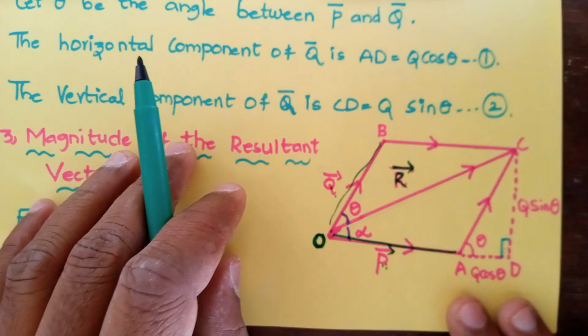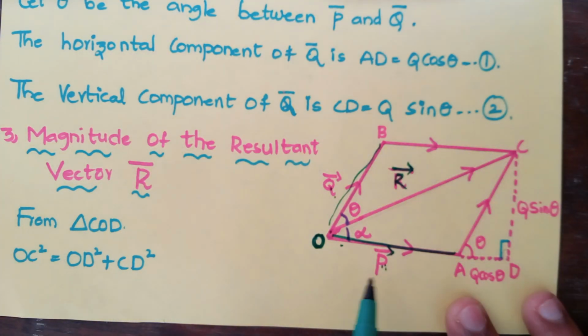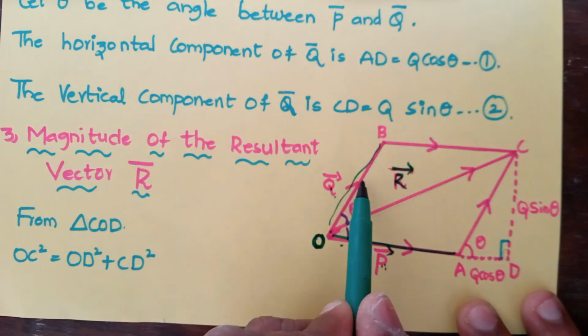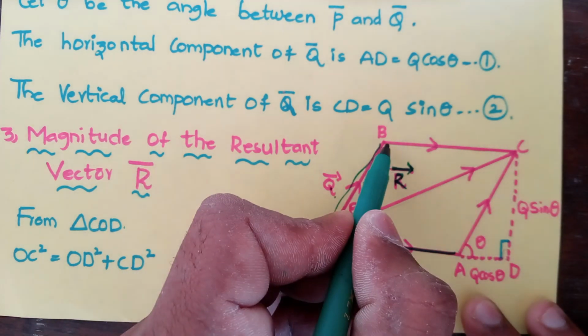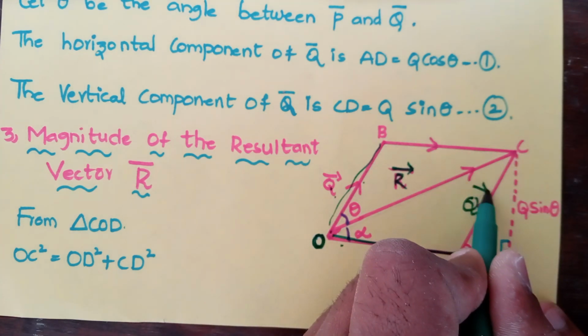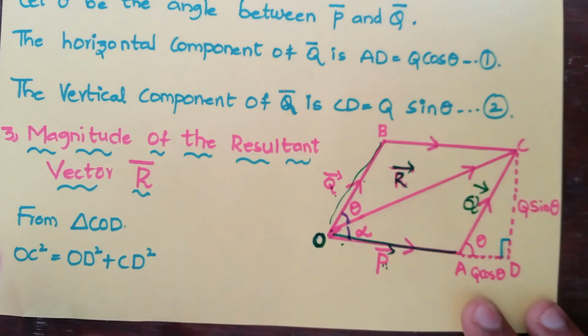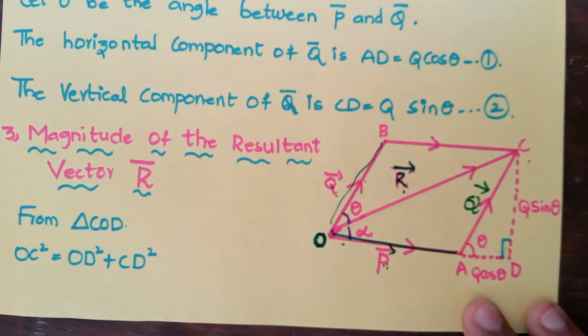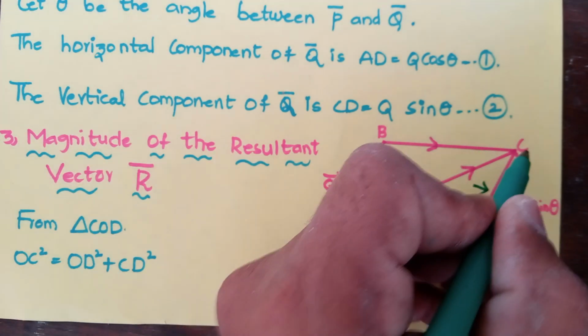Now see, how to find the magnitude of this vector? You already know in this diagram, OA is P, OB is Q. Two opposite sides are equal, so OB and AC are Q. That value becomes Q. Right. Now the resultant vector is OC. OC value is R.